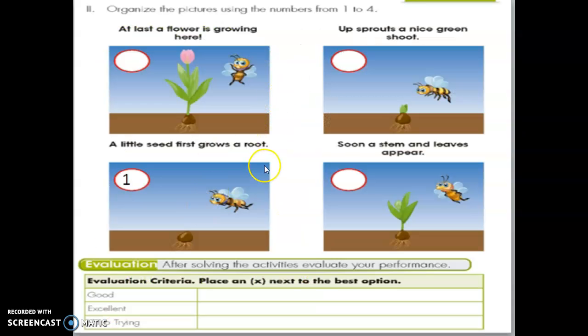In this page, you need to organize the pictures using the numbers from 1 to 4. A lot of flowers growing here, up sprouts a nice green shoot, soon as stem and leaves appear, a little seed first grow a root, okay? And you need to write the name in the correct order. The number 1 is this one.